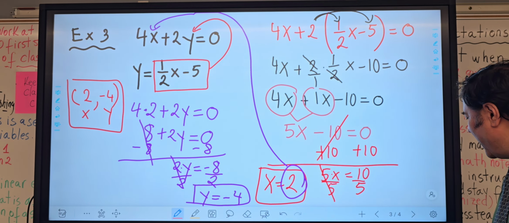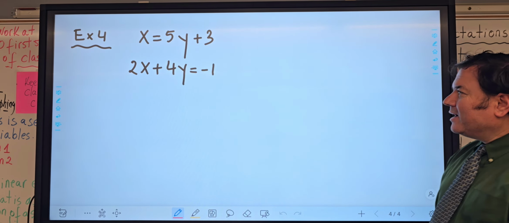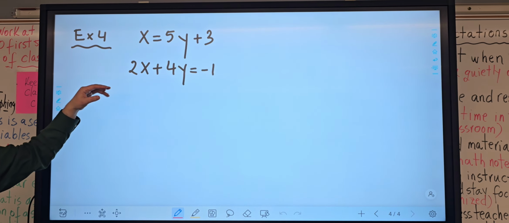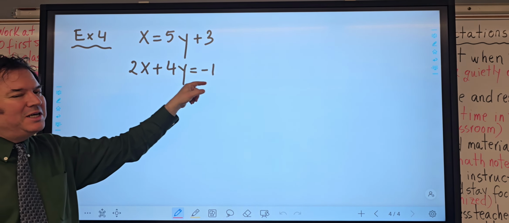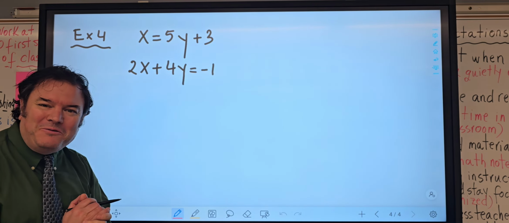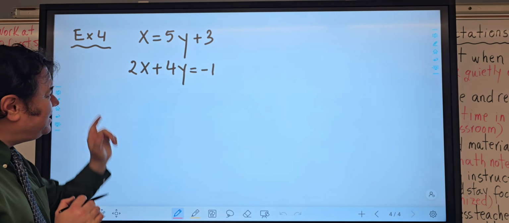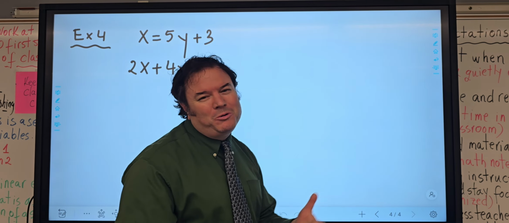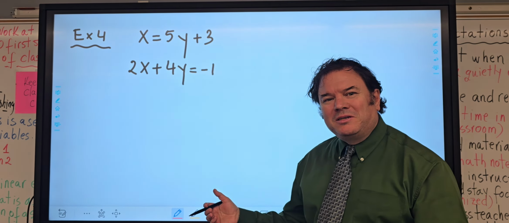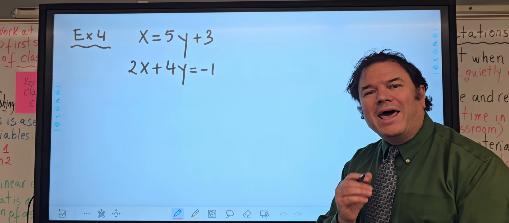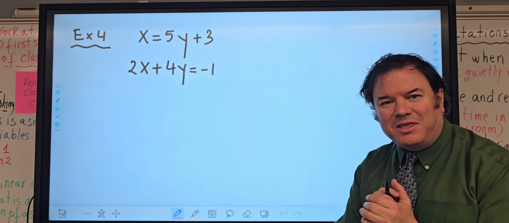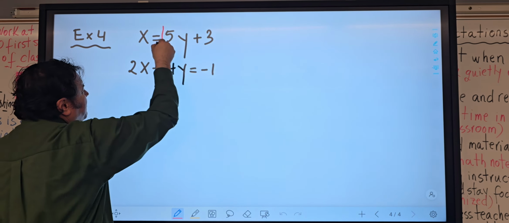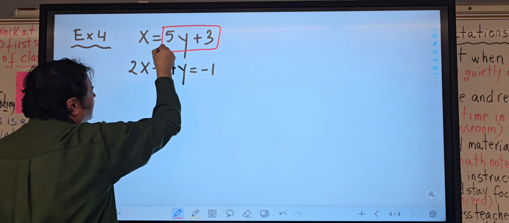Okay, let's take a look at our final example. In this example, we have x equals 5y plus 3. And the second equation, we have 2x plus 4y equals negative 1. Now, what do we see different in this example? In this example, we see that the x is by itself. Doesn't matter, right? Remember our steps? Get either y or x by itself and then box everything afterwards. So because we have the x already by itself, let's box everything that comes after the x.